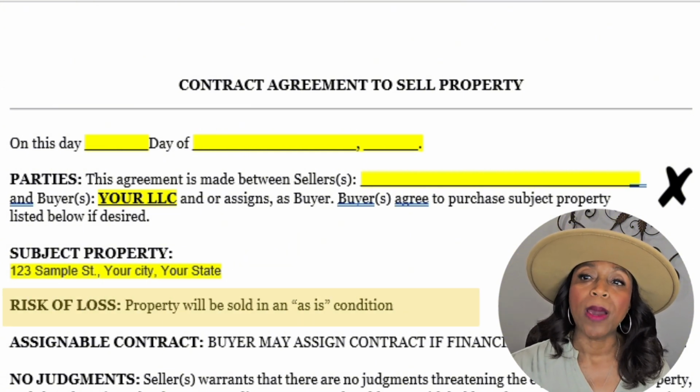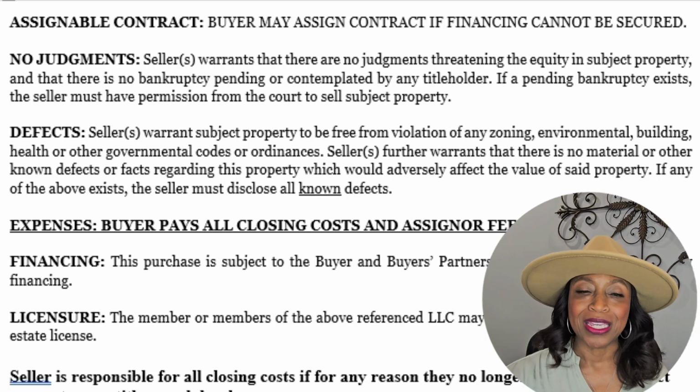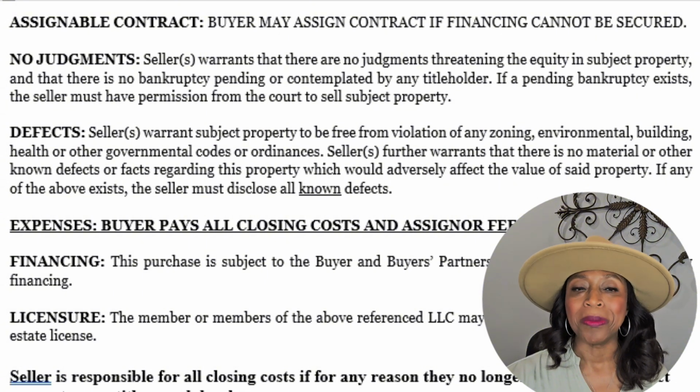Risk of loss. Property will be sold in an as-is condition. Again, I am going to be transparent with the seller and indicate to them that I am a property wholesaler and that I am going to be attempting to assign the contract over to a buyer. So I'm basically acting as a middle person. I am not a realtor, but I am acting in the capacity of a property wholesaler attempting to sell the property for them.